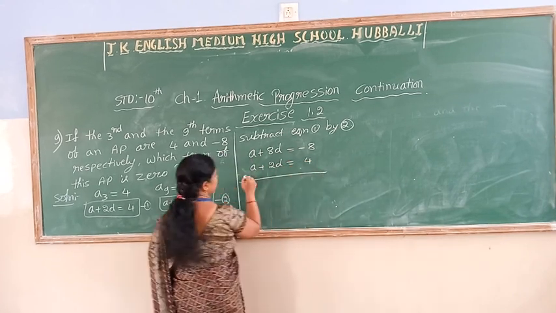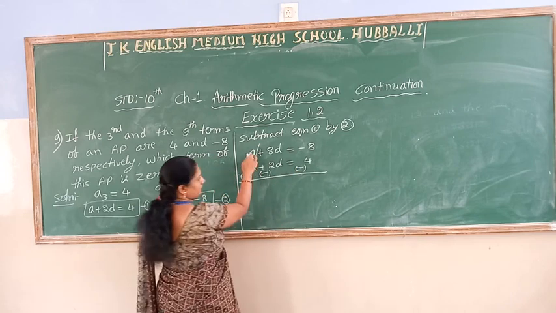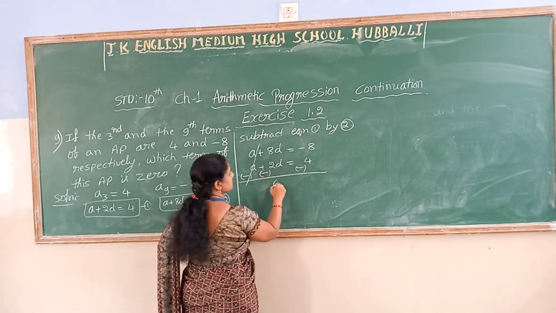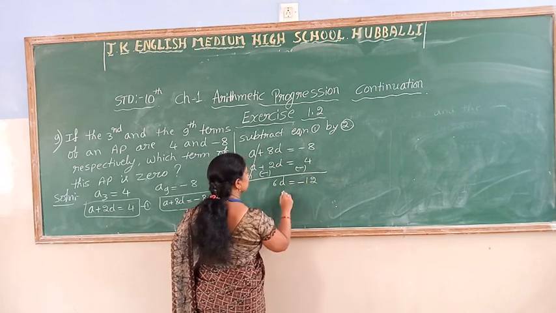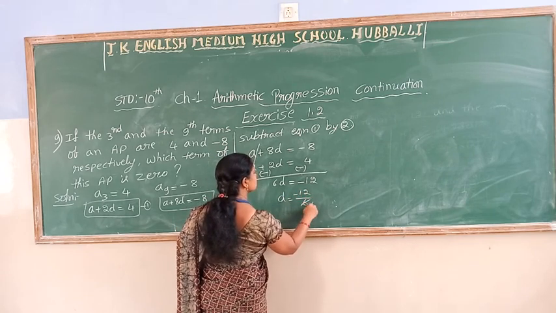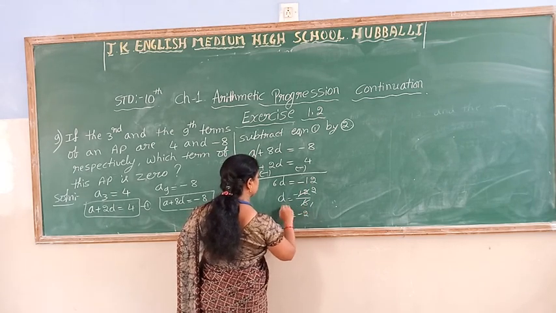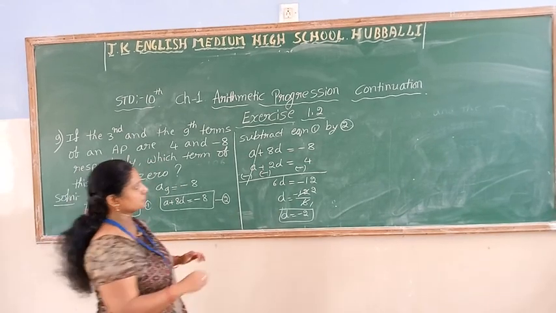So change the sign now. While subtracting, change the sign. So one variable will eliminate, and 8 minus 2 is 6d is equal to minus 12. d is equal to minus 12 divided by 6. 6 ones are 6, 6 twos are 12. d value becomes minus 2. I got one variable, that is d is equal to minus 2.